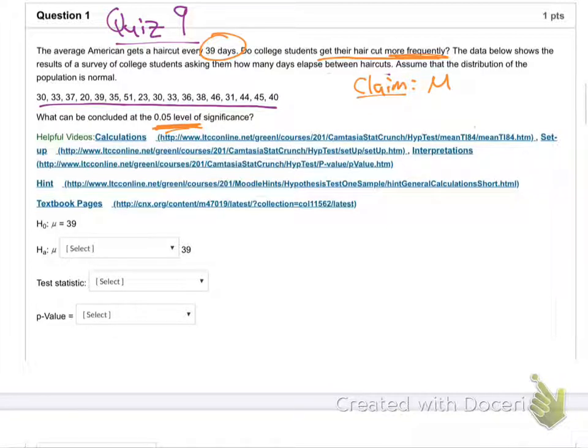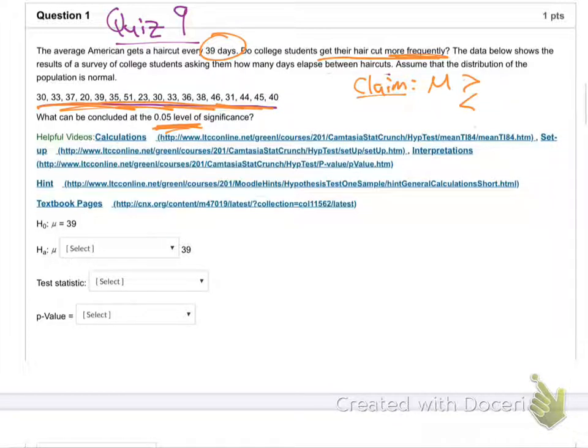What does more frequently mean? What does that mean I'm going to put here, greater than or less than? If you do something more frequently, the gap between it is smaller. If they get haircuts more frequently, the time between haircuts is smaller, isn't it? This is tricky, isn't it? That makes sense now, right? If you're getting your haircut more frequently, then the time between haircuts is smaller.